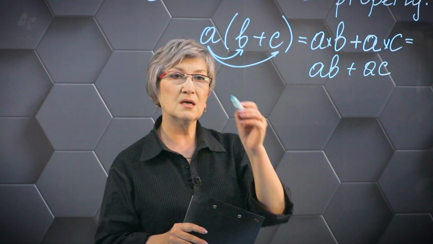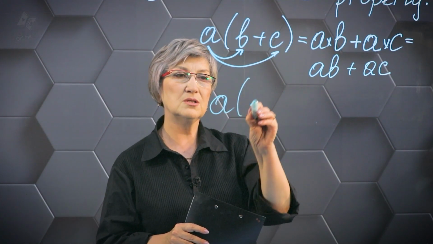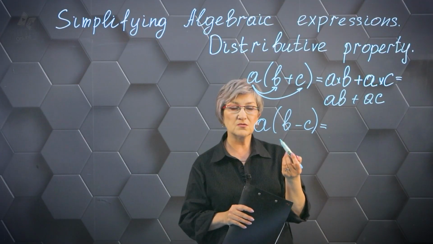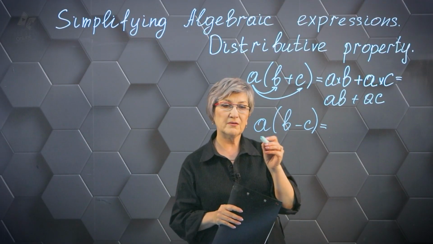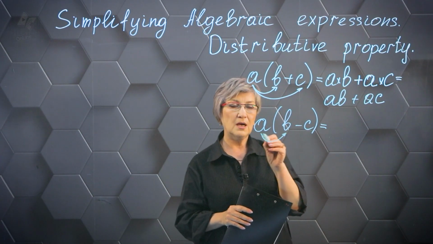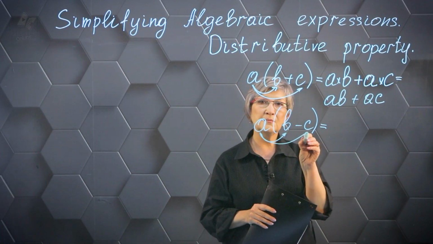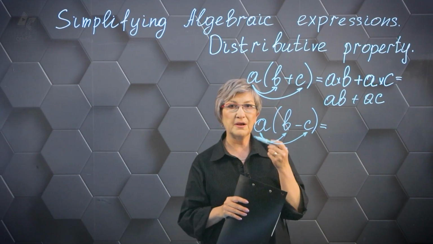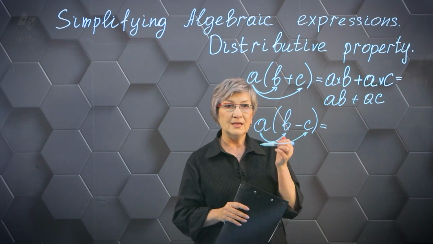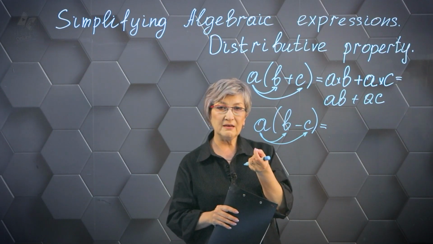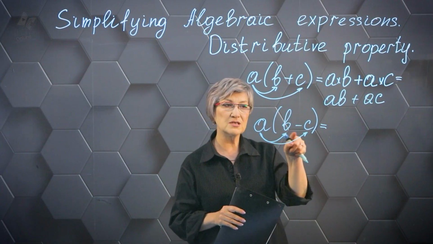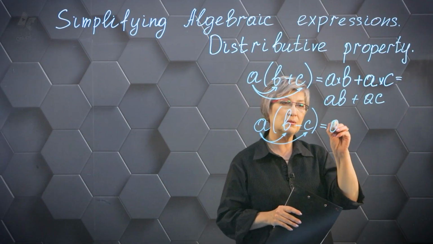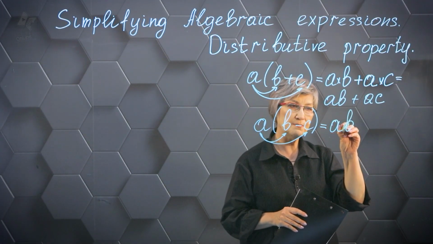If there's a minus sign in the parentheses, a times b minus c, how do we write this property? We use the same rule, a multiplied by b, and then we multiply a by minus c. Pay attention when converting algebraic expressions to the sign of the number or expression. This is the sign that is written in front. So, by our rule, I multiply a by b. Let's write ab right away.